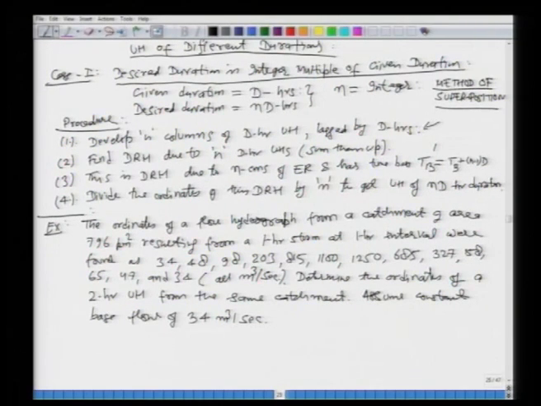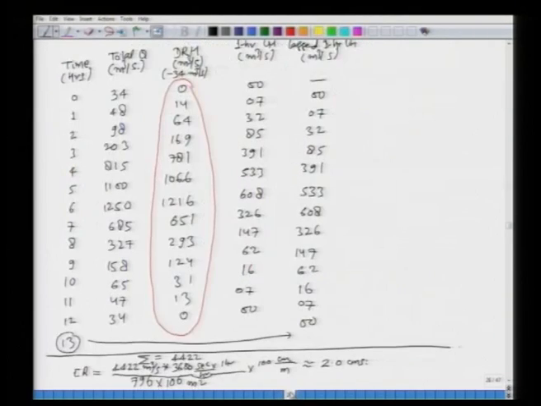The next step is what? Find the DRH due to n d hour UH. How? By summing them up. So, that is the next step. So, what you do is you have these two n, that is 2 d hour unit hydrograph, you sum them up, corresponding ordinates, that will be your total DRH due to 2 centimeter of ER.